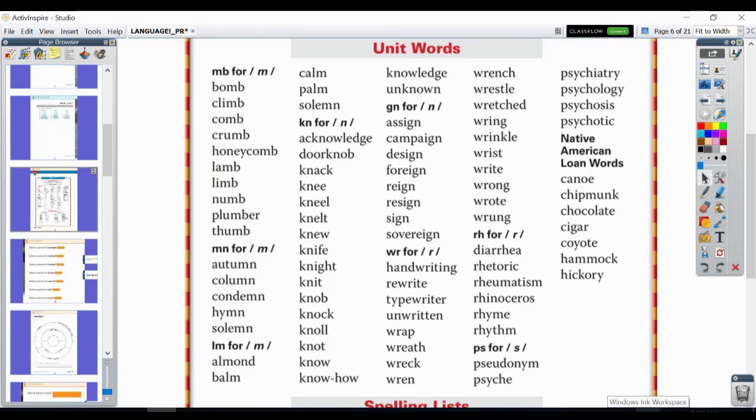What is a synonym for quiet? Quiet. Look in this area here. Solemn. Solemn atmosphere is a quiet atmosphere.